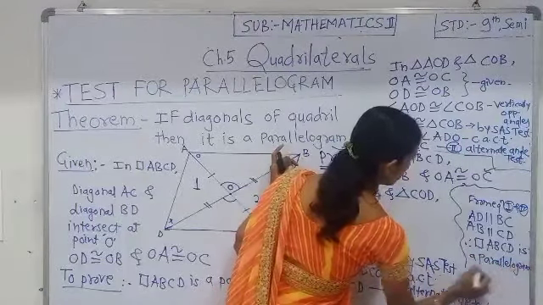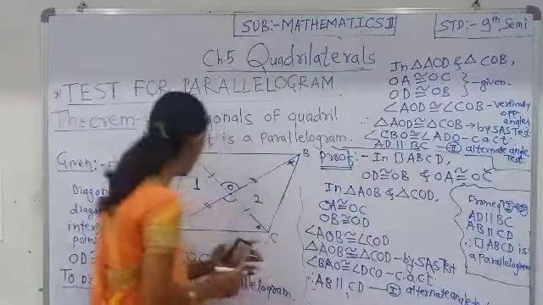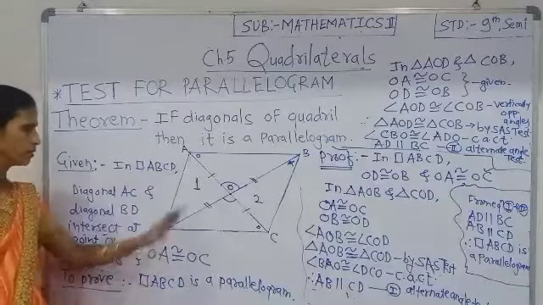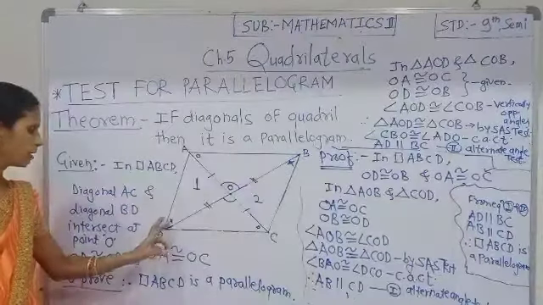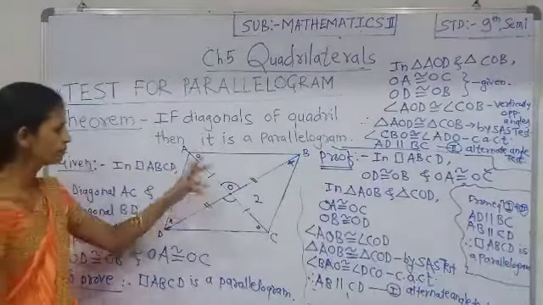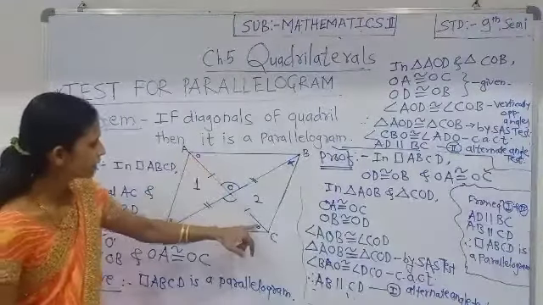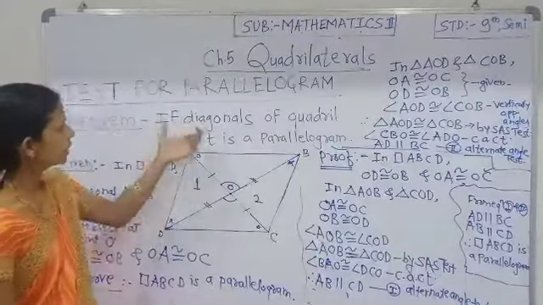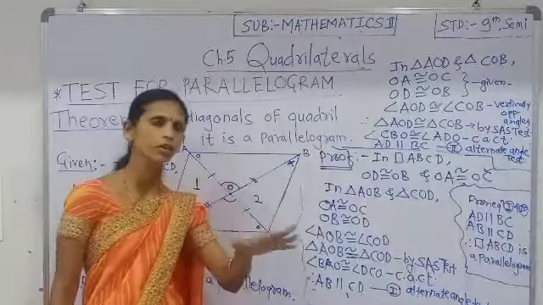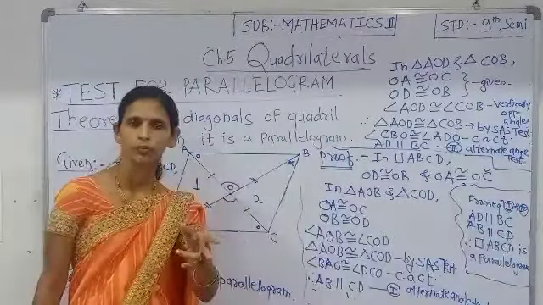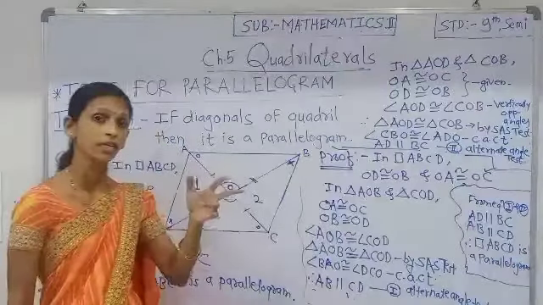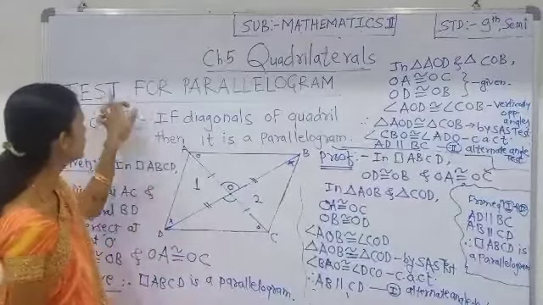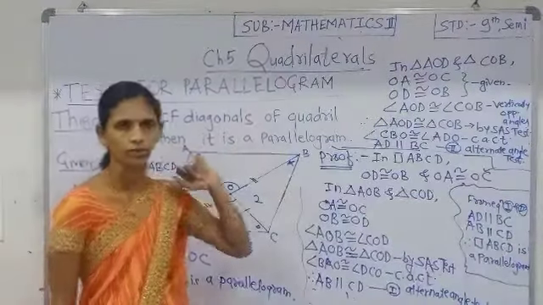It is a parallelogram. We have proved that quadrilateral ABCD is a parallelogram because its diagonals bisect each other. That means if the diagonals of any quadrilateral bisect each other, then that quadrilateral is a parallelogram. That is one of the tests for parallelogram.